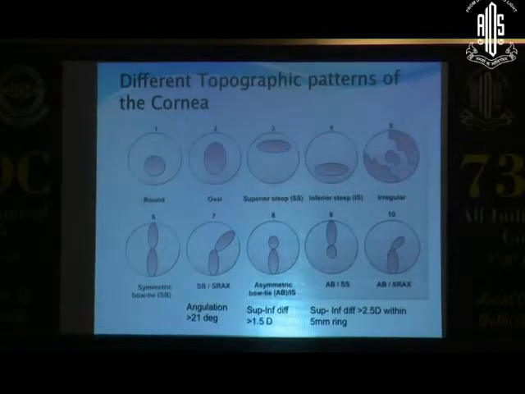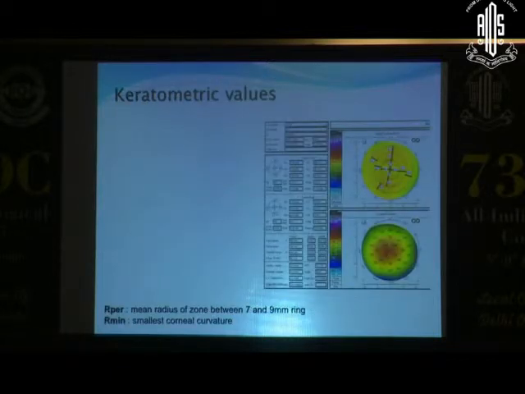So according to the keratometric map, we have various topographic patterns here, right from round, oval and steep. The main problem when we're looking for ectasia is to look for non-orthogonal astigmatism. So the asymmetric bow tie or an inferior bow which is steeper than the superior, all these are indicative of probable ectasia, which has to be looked at along with the pachymetric indices.